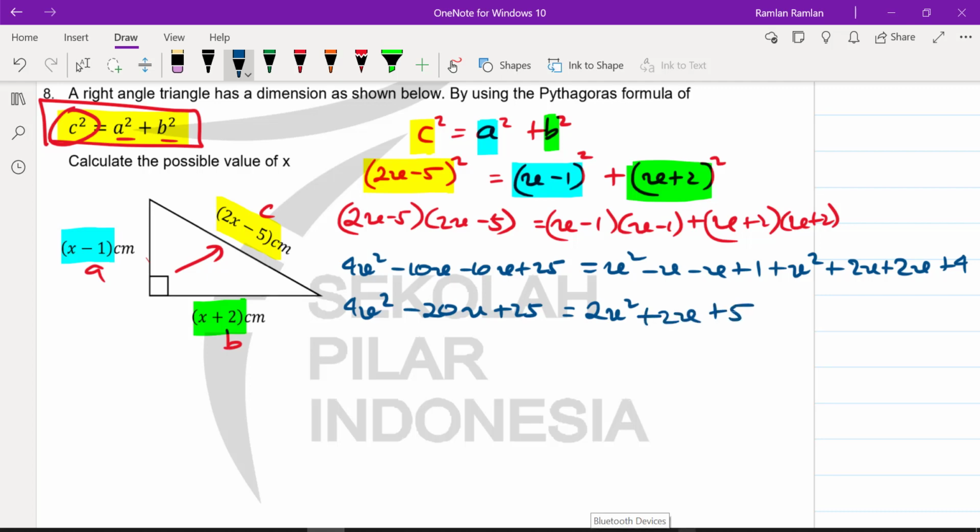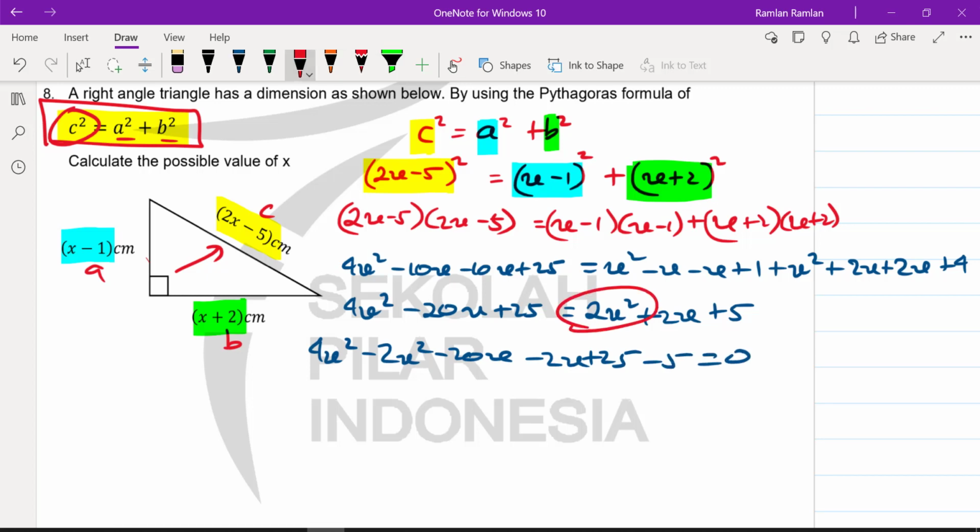Now we're going to move everything to the left side, and that'll be 4x squared minus 2x squared, and then minus 20x, and then minus 2x, and then plus 25, and then minus 5 equals to 0. Notice that what I'm doing is moving this guy here, it becomes negative, and then moving plus 2x becomes minus 2x, and moving that 5 becomes negative 5.